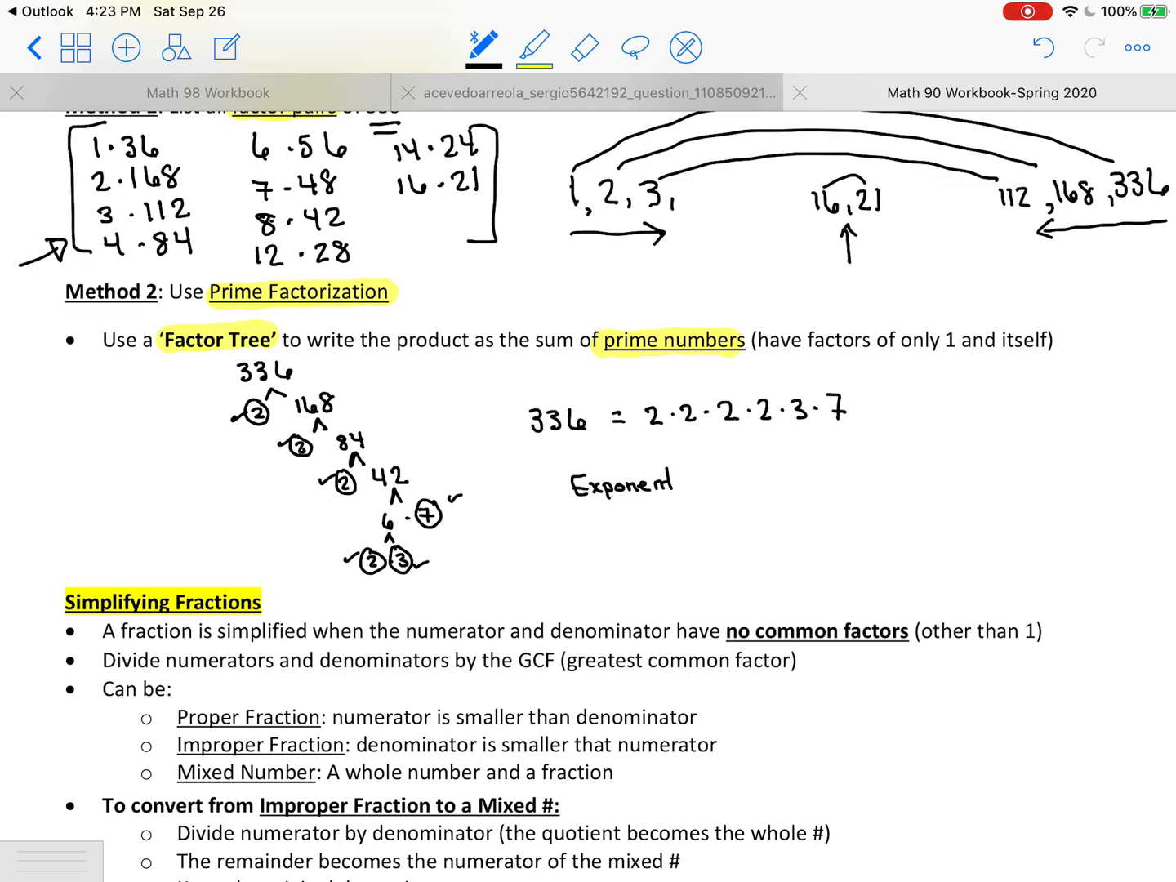We usually are asked to write this in exponential form. That is because it's wasteful and not as clean and concise to write 2 4 times. So we say 2 to the 4th. That's showing that we have 4 2s that we're multiplying together. And then times 3 times 7. So this would be the prime factorization of this original number 336 written in exponential form.